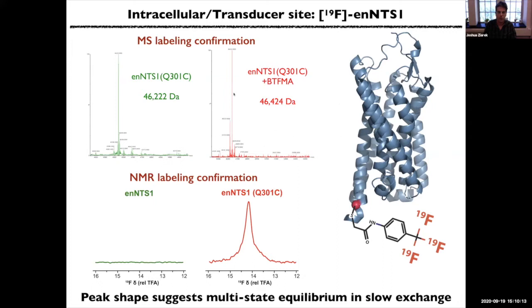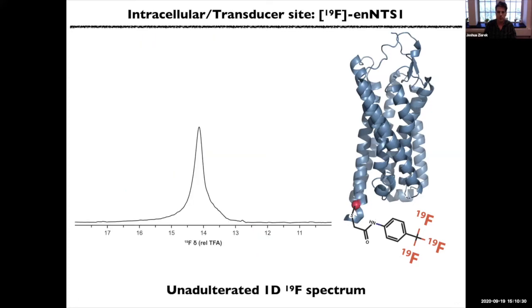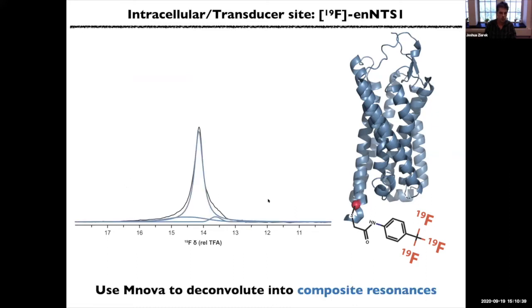But this is just to show that he can label just the single TM6 site. So here's the probe that he has added in. He introduced a cysteine here, mutated a glutamine to a cysteine, and there's where the label is on TM6. And then he started collecting some fluorine data. So this is the unadulterated fluorine 1Ds. He takes this information and uses MestReNova to deconvolute it into its composite resonances, something like this.